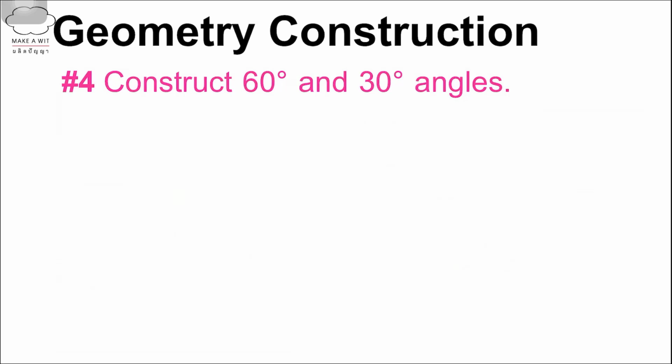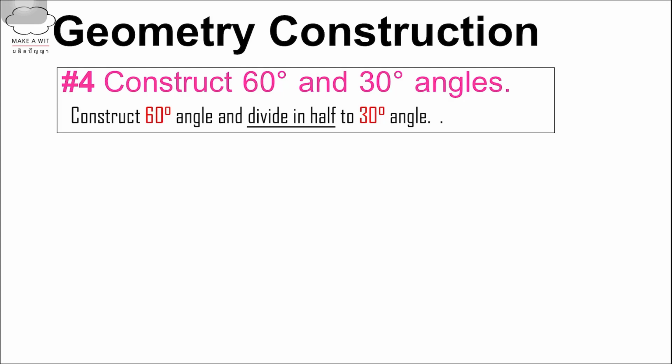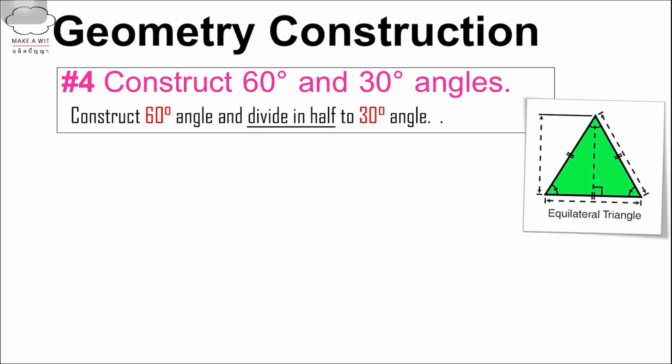Okay, now let's move on to number 4. Oh, only 2 more to go. The construction of 60 degrees and 30 degrees angles. So, construct a 60 degree angle and divide in half to get a 30 degree angle. Again, divide in half, that means you find the bisector of 60 degrees.